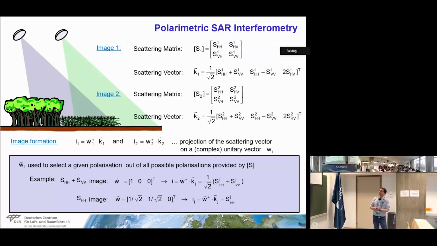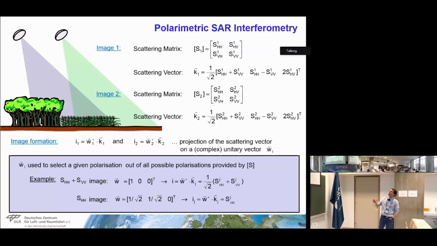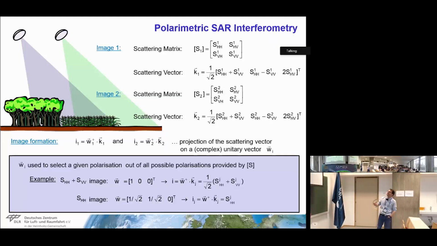For instance, you have here an example. So from the scattering matrix, where you have the lexicographic basis, now you go to the Pauli basis, and now if you'd like to have from this vector, for instance, the first component, you just need a W vector which has 1 in the first position and 0 elsewhere. And then in the end you get basically your first Pauli component. This is what you do.